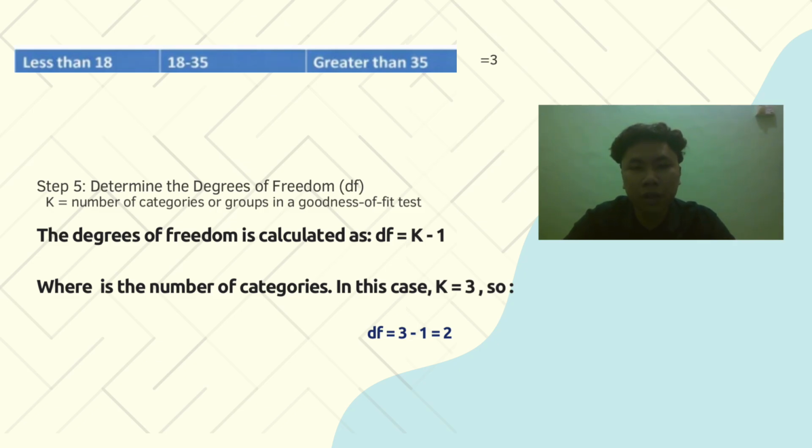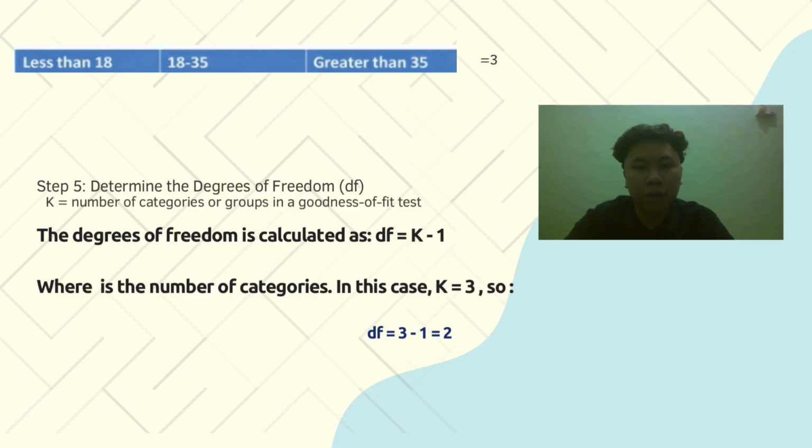I will explain step 5, which is determining the degree of freedom. The degree of freedom is an important value in the chi-square test because it helps us identify the correct critical value from the chi-square distribution table. This value will later be used to decide whether we should reject or accept the null hypothesis.